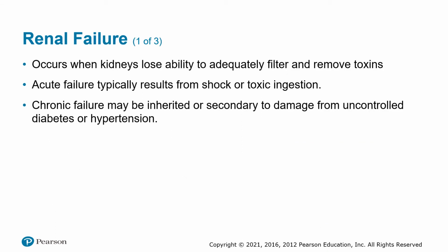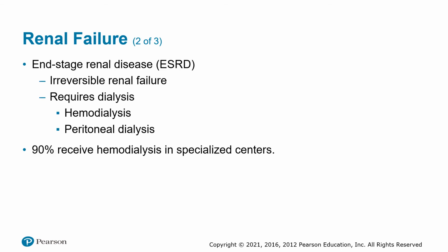Renal failure occurs when the kidneys lose the ability to adequately filter and remove toxins. Acute failure typically occurs from shock or toxic ingestion. Chronic failure may be inherited or secondary to damage from uncontrolled diabetes or hypertension. End-stage renal disease is an irreversible renal failure.